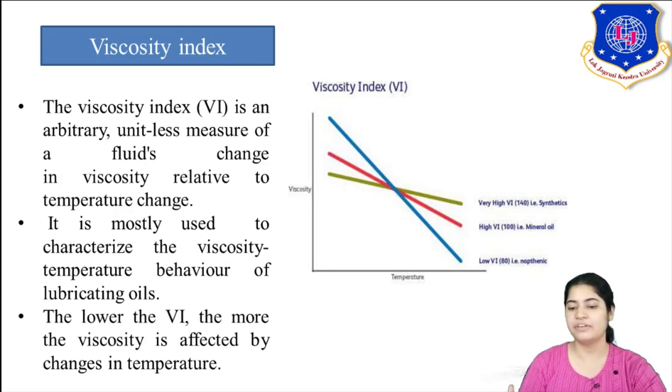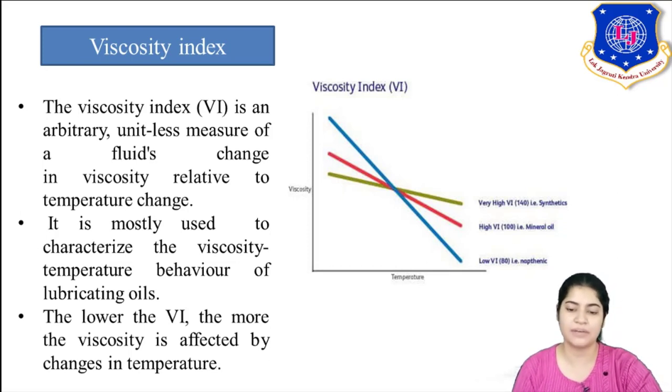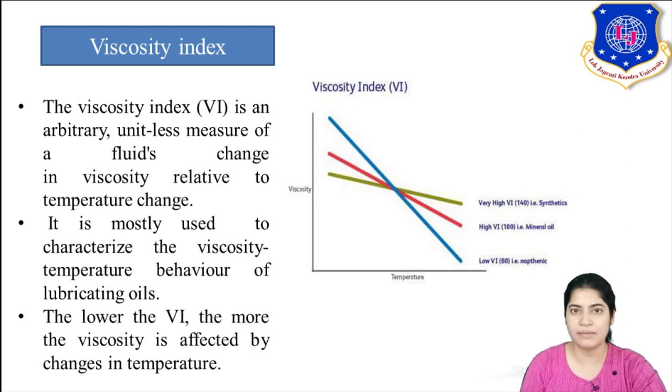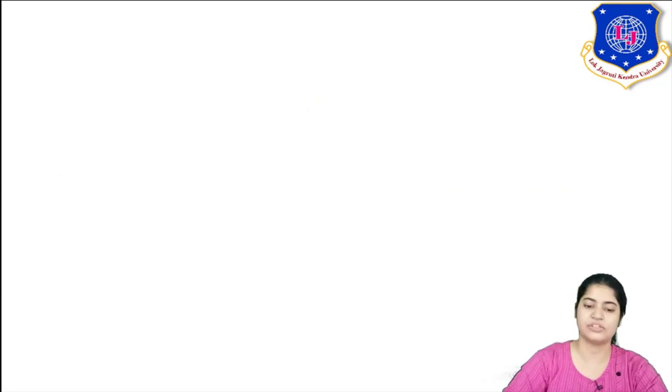I have divided it into certain fractions here. You can see a very high viscosity index, up to 140. As I told earlier, it is a unitless measure, an empirical number. 140 is for synthetic oil. You can see the slope is very small, which means viscosity index is high. The effect of change in temperature is moderate. The second one is a high viscosity index, of the mineral oil. And the last is the low viscosity index for naphthenic crude. You can see the slope is very large, which means it is very sensitive to temperature changes.